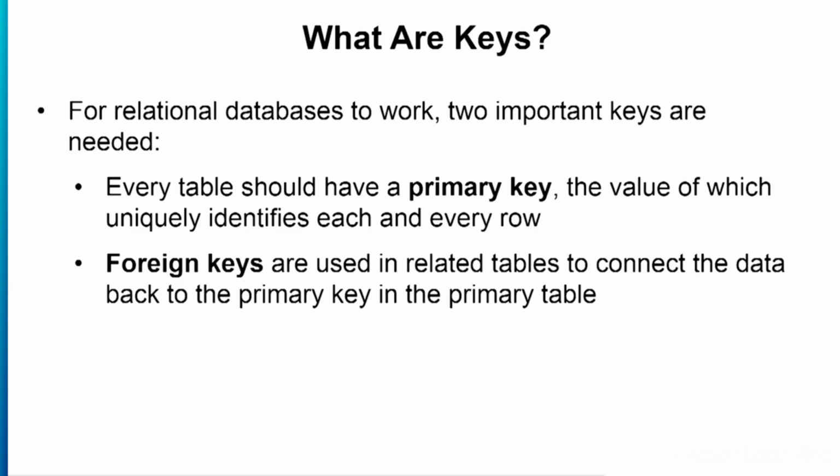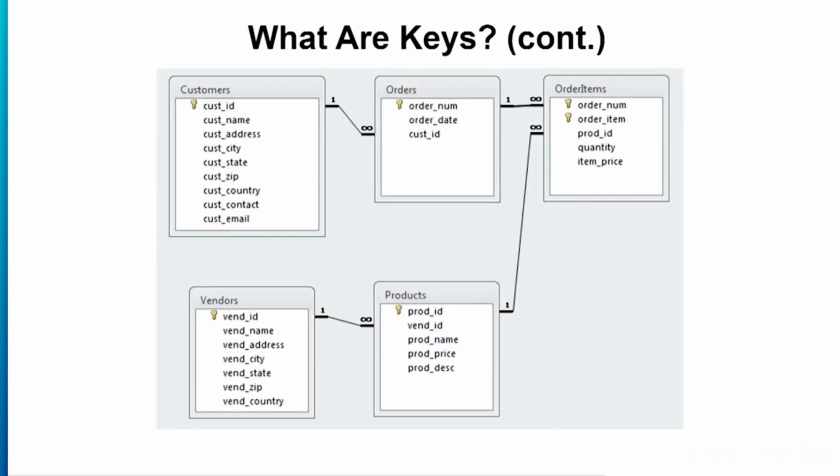The other kind of key is a foreign key, and a foreign key is a link from one table to the next. And if that sounds a little strange, let's look at that diagram again. So let's look at the customers table. You see that little key symbol by cust ID? That's the symbol that's telling us that customer ID is the primary key. Every customer has a unique customer ID. Same with orders. Order number is a primary key. The order items table is interesting because there the primary key is a combination of 2 columns.